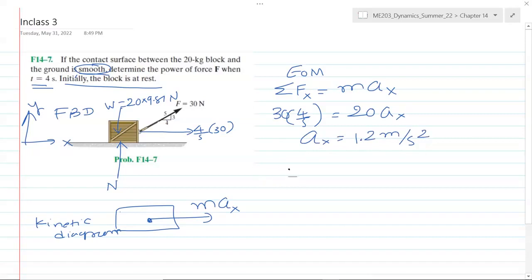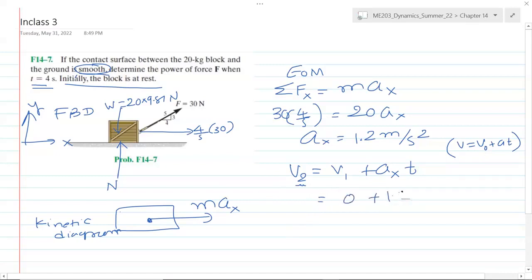Now for velocity, we can apply this kinematics equation, that final velocity v2 is equal to initial velocity plus acceleration multiplied by time. So this equation is nothing but v equal to v0 plus at. We have studied this in chapter 12. I have just used 2 and 1 to define the condition of the block after this force is applied and before the force is applied. Initial velocity is 0, acceleration is 1.2, and time is 4 seconds here. So it's multiplied by 4 seconds, and that's v2. So velocity of the block after 4 seconds is 4.8 meter per second.